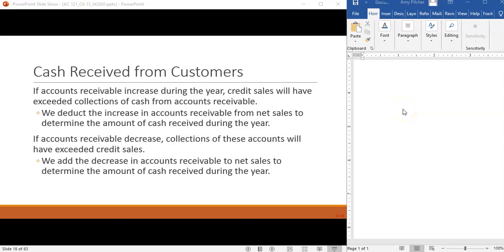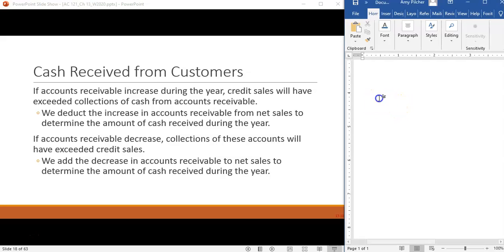The first thing we'll look at is our cash received from customers. So when we look at cash received from customers, we're looking at our change in the accounts receivable account. If accounts receivable increased, then we're going to deduct that increase from net sales, and if it decreased, we're going to add that to net sales.